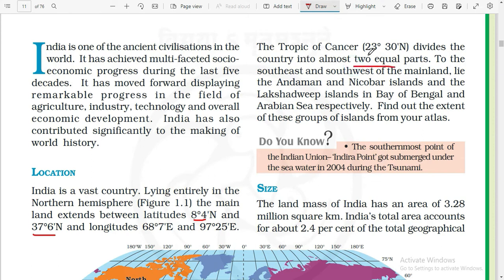Now, the Tropic of Cancer divides the country into two parts. Remember this point, the Tropic of Cancer, 23.30 north. This divides the country into north and south.